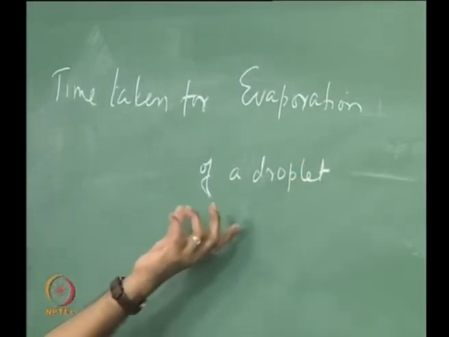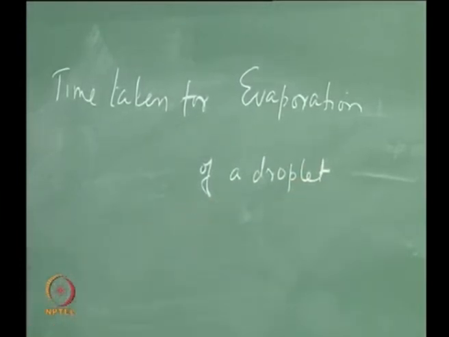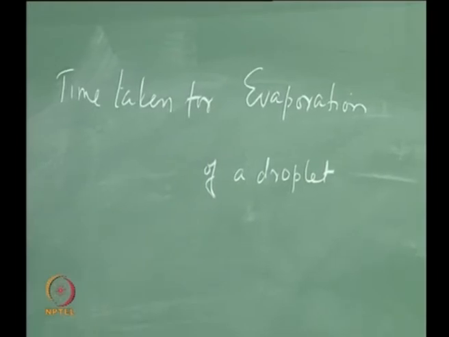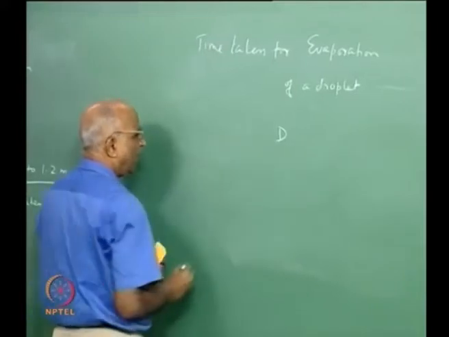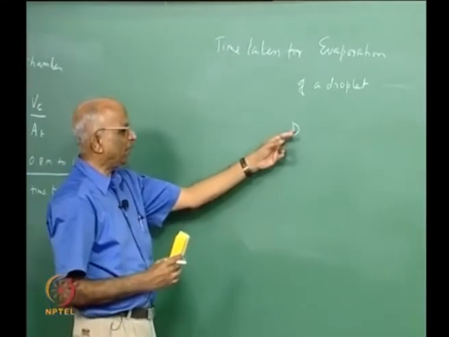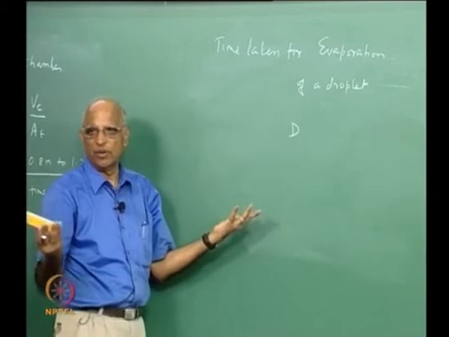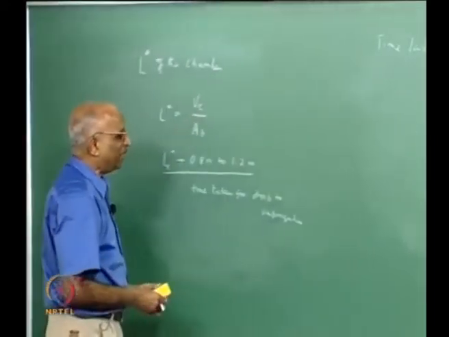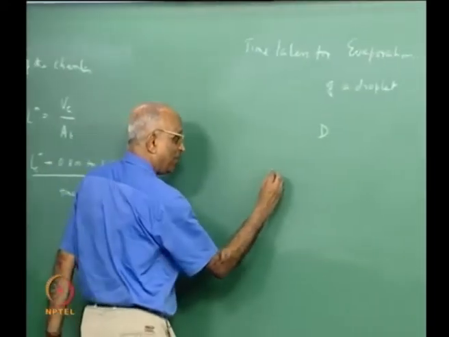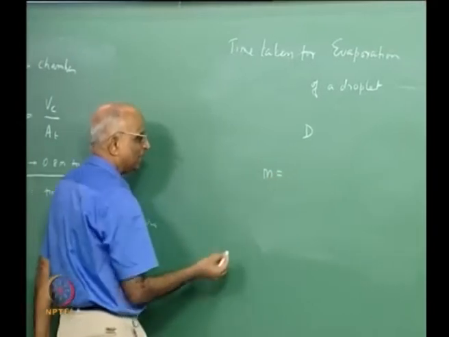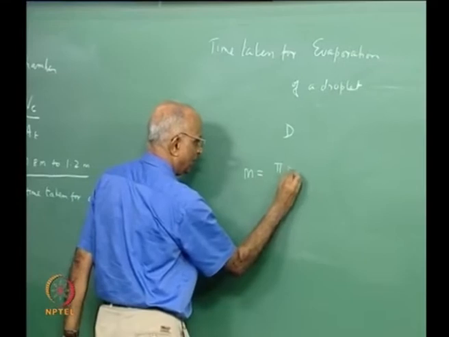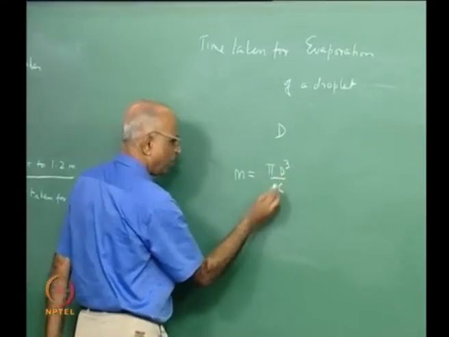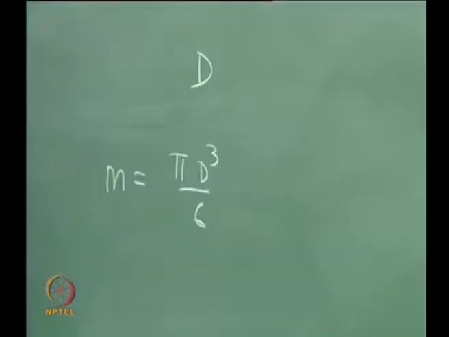Now, I introduce the word droplet. I have a series of droplets which are produced by the injector. I say that the mean droplet size is, let us say, d. I want to find out what is the time taken for the droplet to vaporize. So, immediately I tell myself that the mass of the droplet is equal to, let us assume the droplet is spherical, therefore, I have pi d cubed by 6, or 4 upon 3 pi r cubed, which is the volume.